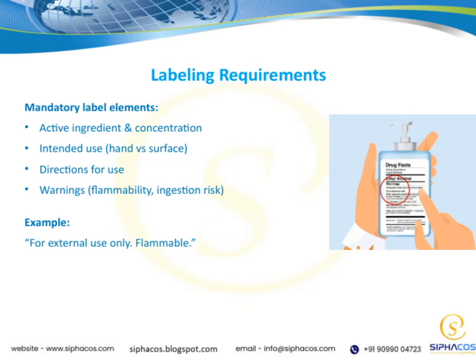Let's talk about labeling requirements, which are a crucial part of ensuring product safety and proper use. First, mandatory label elements include the active ingredient and its concentration. This helps users understand exactly what is in the product and how potent it is.